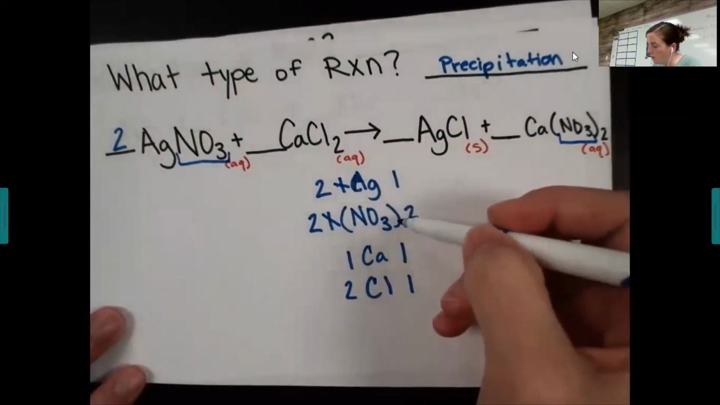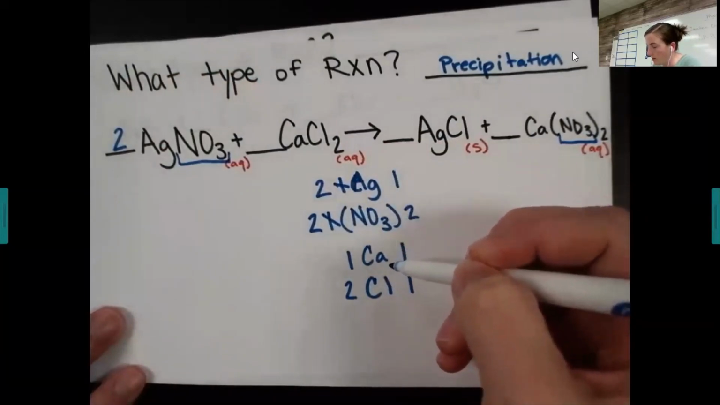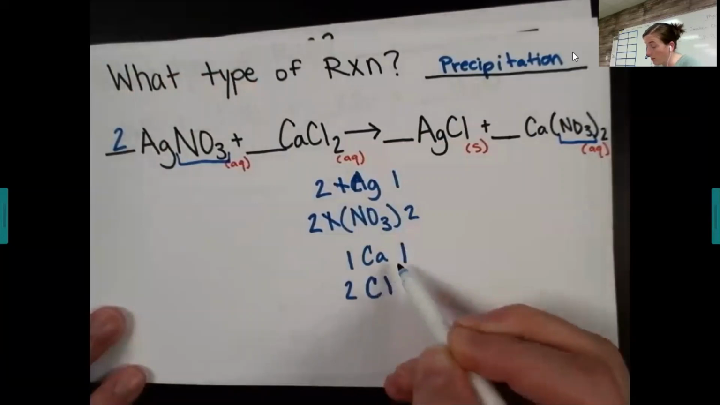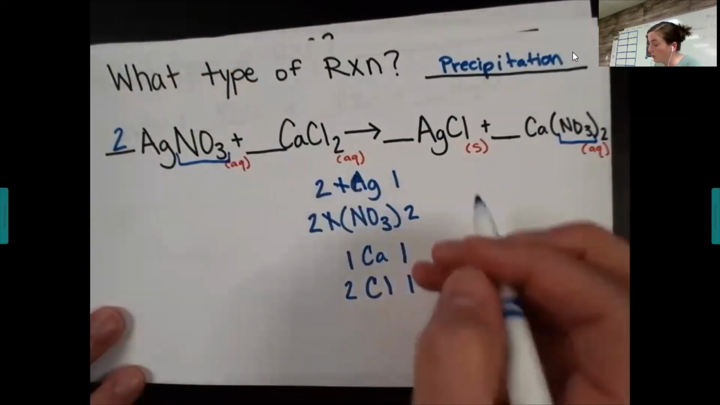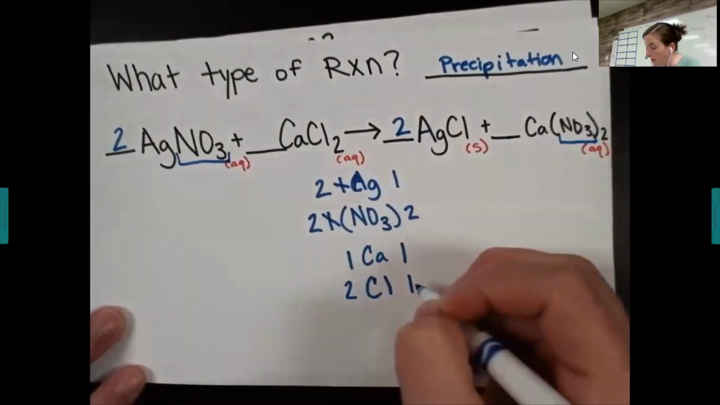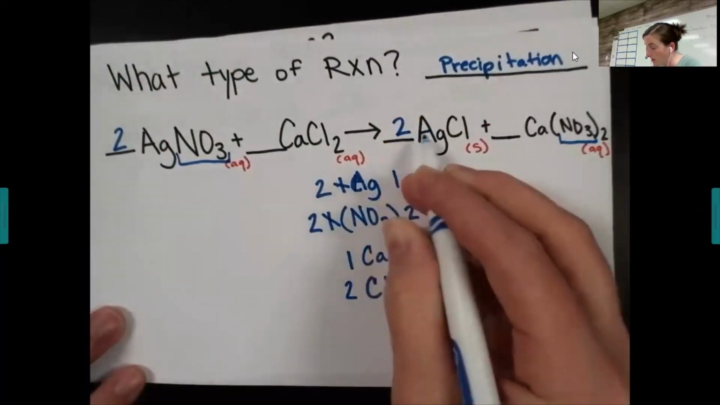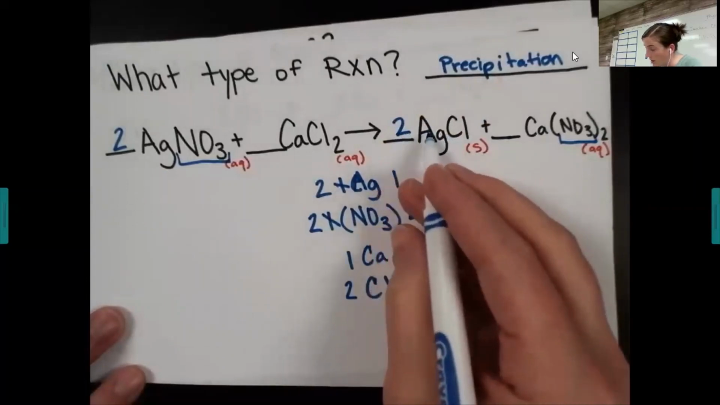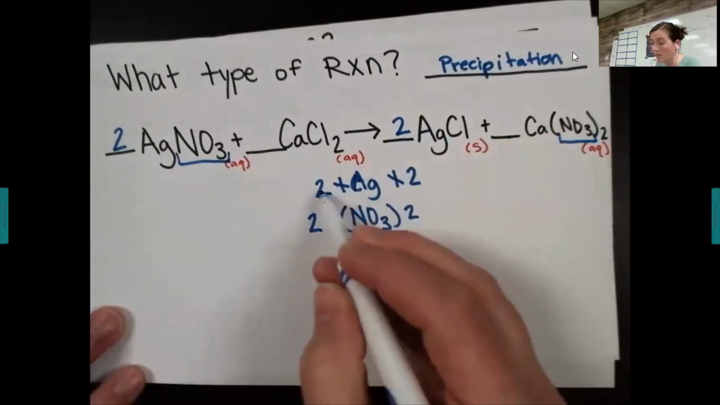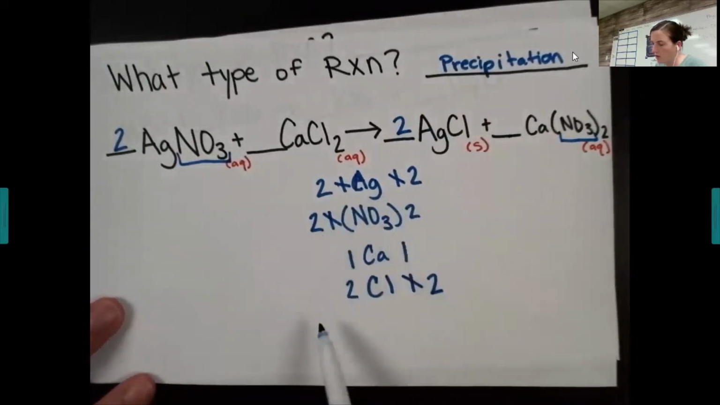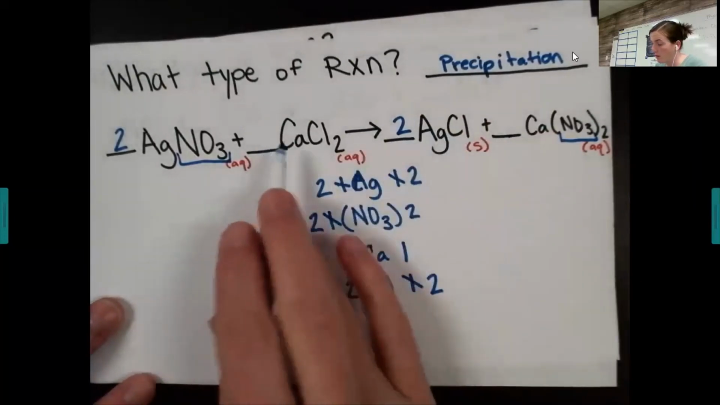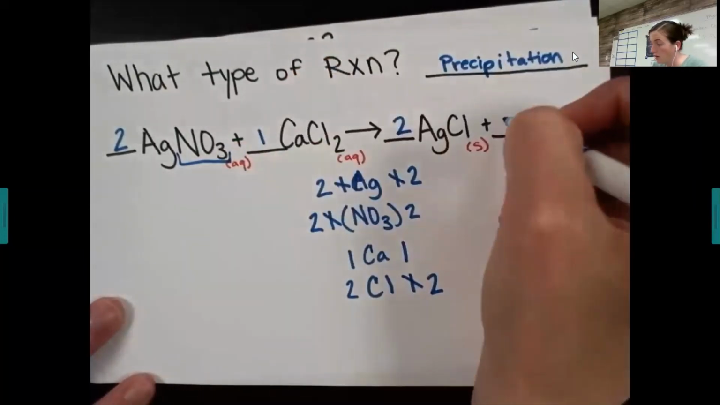Okay, when I scroll down, I see calcium here. And I see my calcium's good, but my chlorine's not. I have two chlorine on the left side. I need two chlorine on the right. So if I put a 2 here, that gives me 2 chlorine, and that also changes my silver to 2, which just so happens to balance it out. So I have 2 silver on each side, 2 nitrates, 1 calcium, 2 chlorines. So this is my balanced equation. You can either leave these blank right here, or you could say 2, 1, 2, 1.